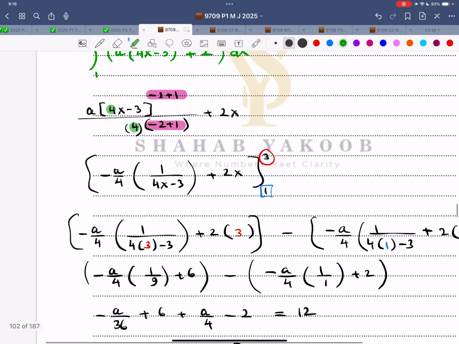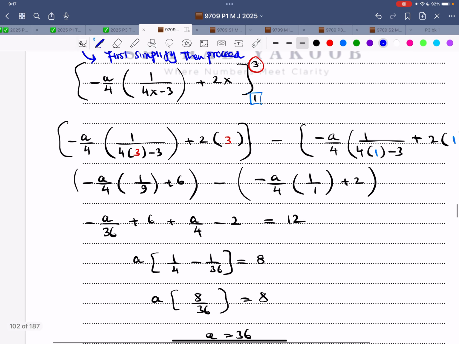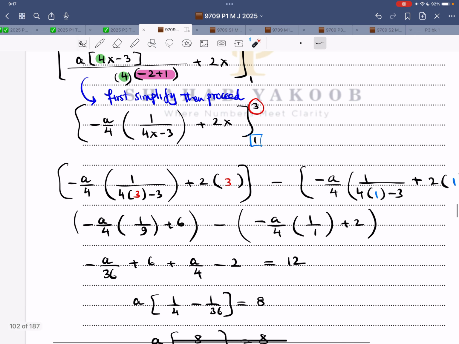So now then I plugged in the limits. You should, I think, plug in the limits from here. That's 1 and 3. And then what I did is that I first did the simplification. First simplify, then plug in the limits, then proceed. So I first simplified, then I proceeded. And then what do I have? So it's the same thing.